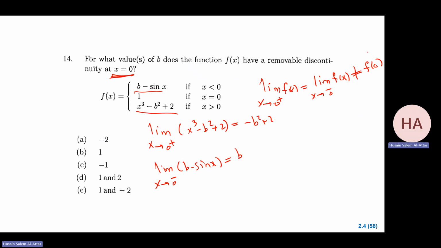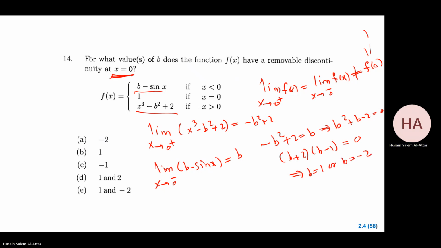But not equal to f at 0. f of 0 is what? f of 0 is 1. So check this. Minus b squared plus 2 equal b. So I have b squared plus b minus 2 equals 0. I can simplify it: b plus 2 and b minus 1 equals 0. So I have b equal 1 or b equal minus 2.